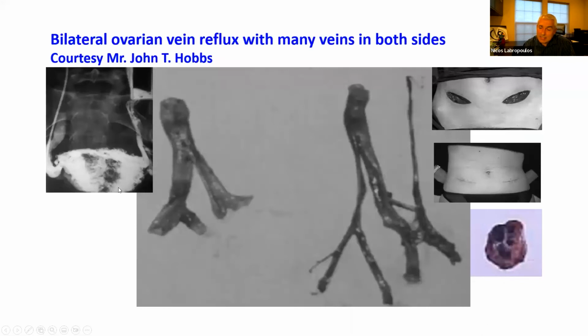This is a nice slide from Mr. Hobbs, where I used to assist him in the operating room in London. And you see there were no coils at the time, so you do the mini incision, a transverse incision here, and then expose the ovarian veins and basically remove them, like you see. And look how complicated the system is, how many veins are in this area, like we saw in the venogram earlier.